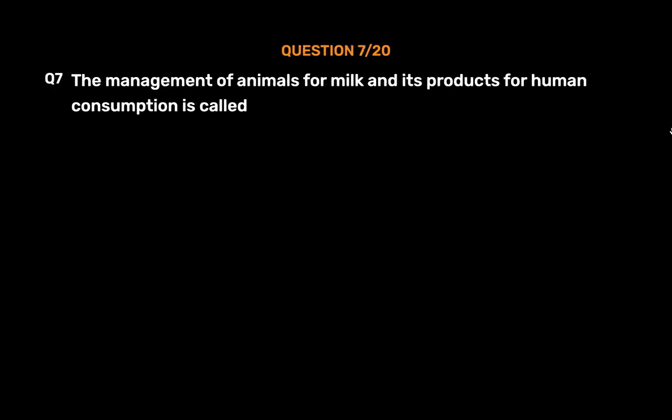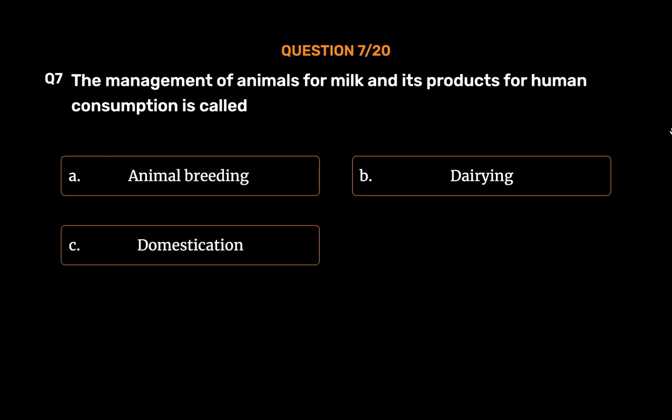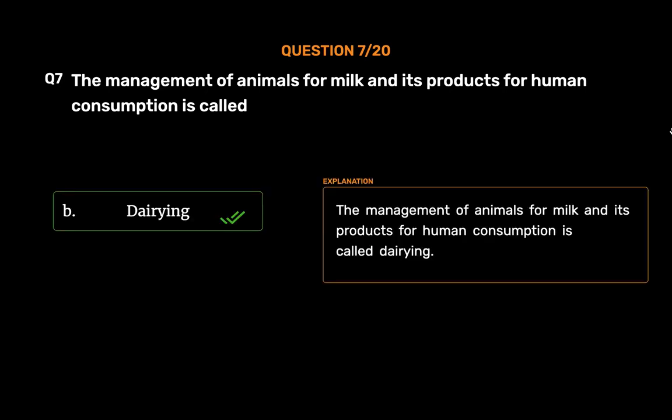Question number 7. The management of animals for milk and its products for human consumption is called Option A. Animal breeding. Option B. Dairying. Option C. Domestication. Option D. Animal husbandry. The correct answer is Option B. Dairying. The management of animals for milk and its products for human consumption is called dairying.